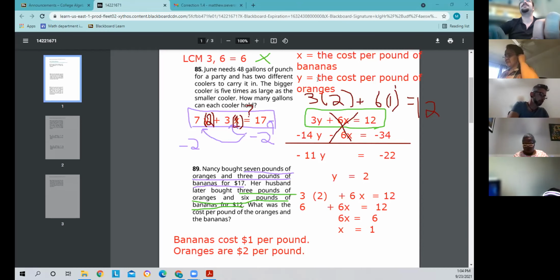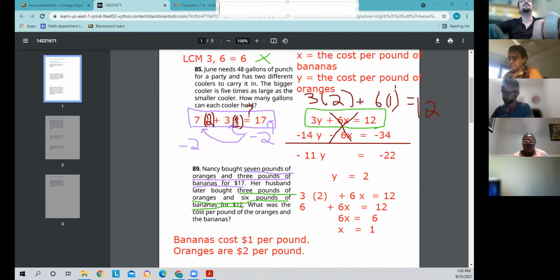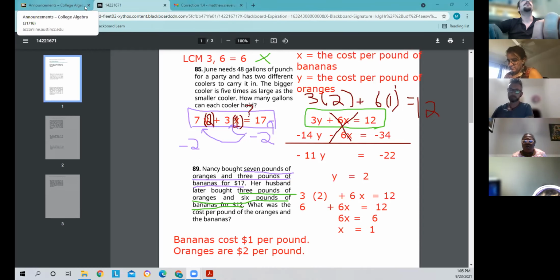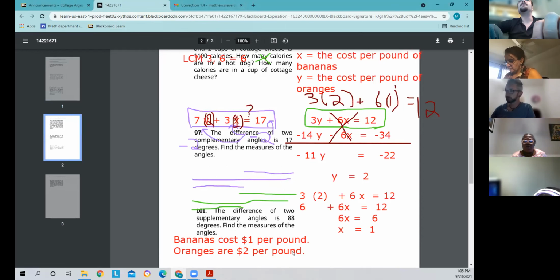Okay. Questions about this one? Okay. So we have a few more questions to do today. Here's the stop the annotations. There we go. I want to clear my annotations.